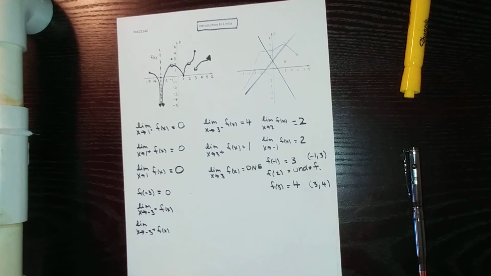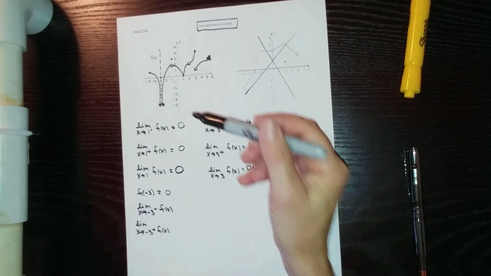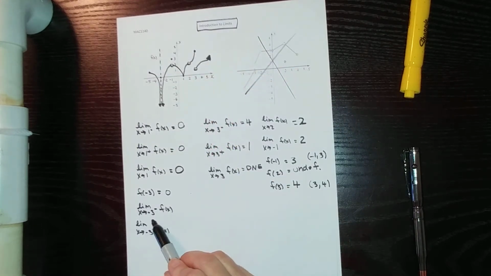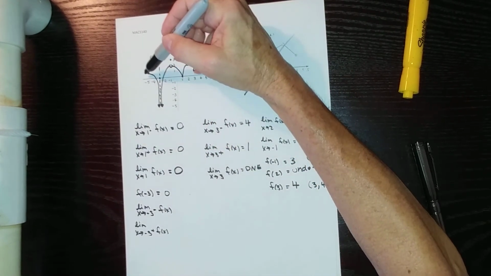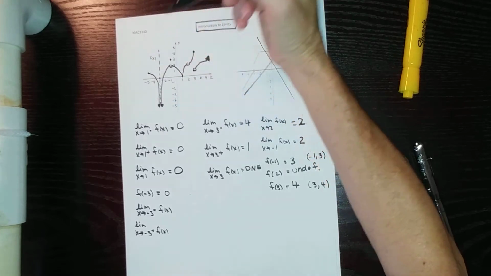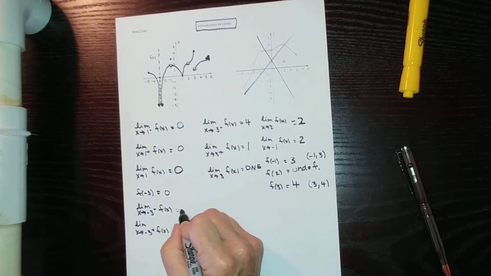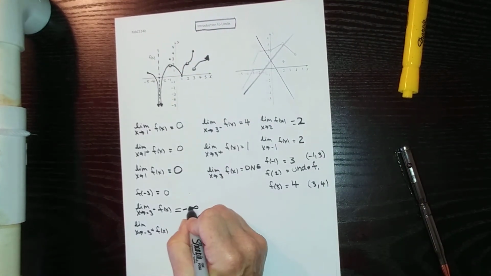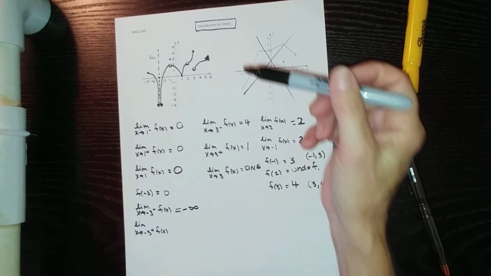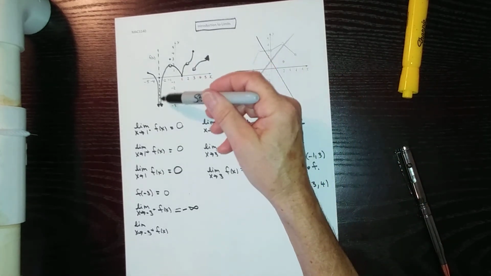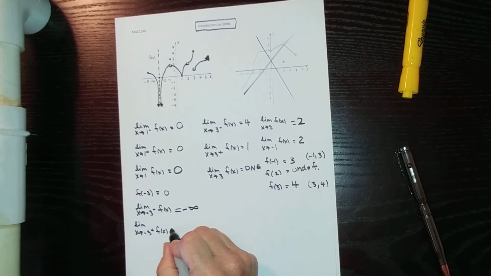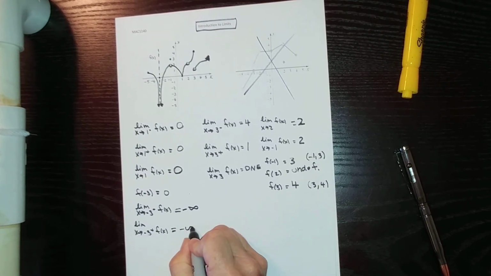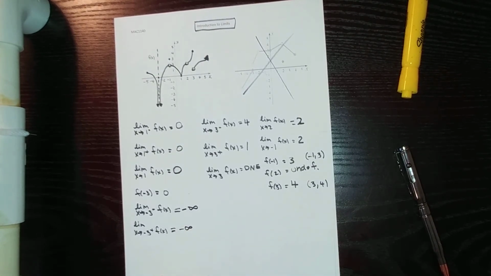Okay, last example. What is the limit as x approaches -3? Okay, from the left. If we're coming into -3 from the left, it's going down. That's the arrow. It's going down to -infinity. As we approach -3 from the right, this is the arrow down here, it's going to -infinity. So that is limits when we have a graph.